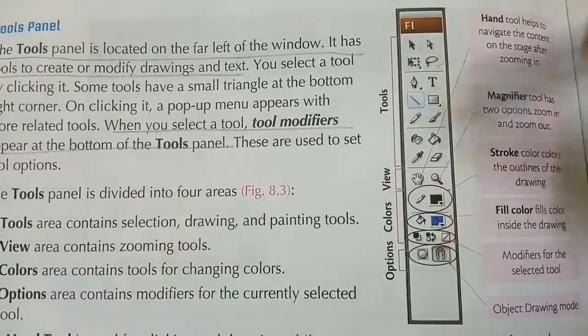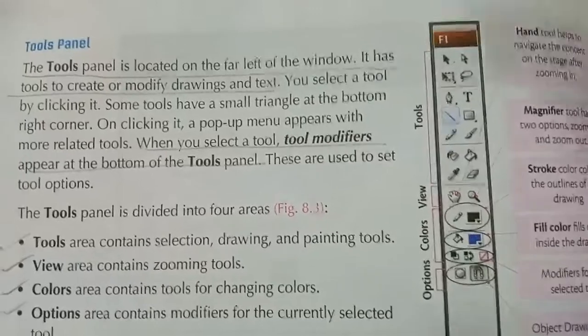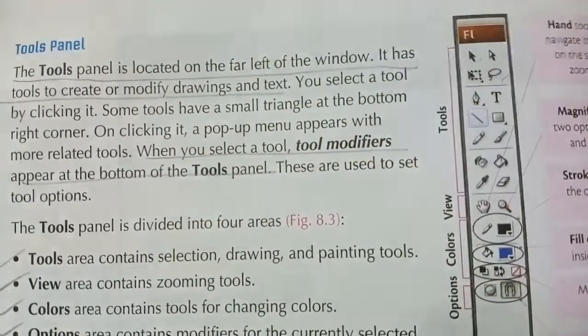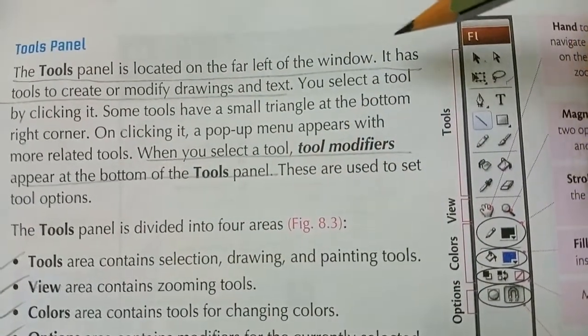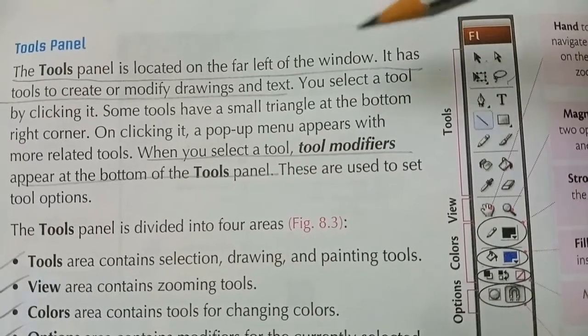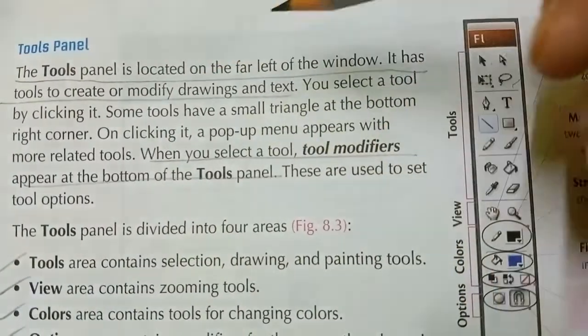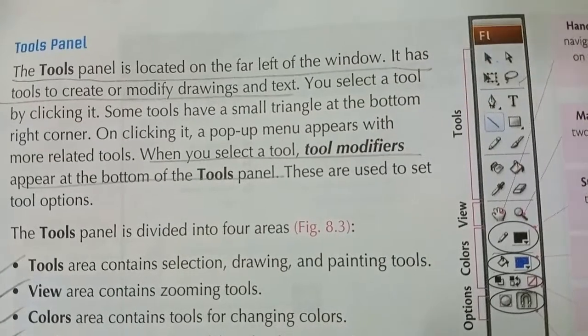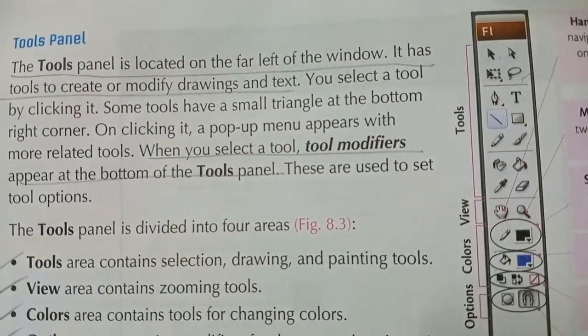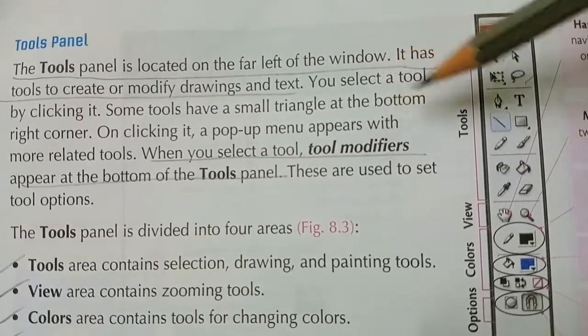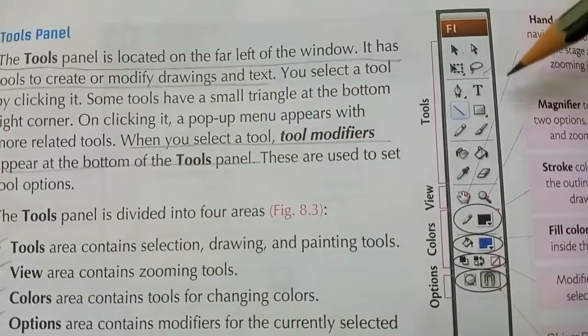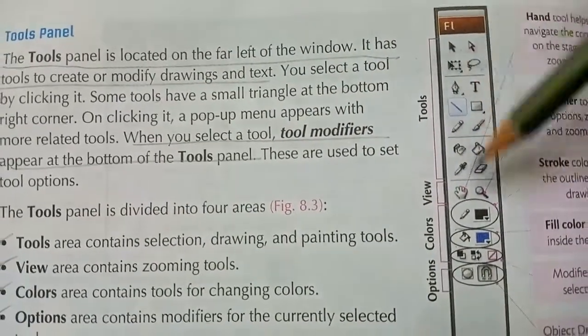What is the tools panel? Here you can see these are the tools, different types of tools to draw objects. The tools panel is located on the far left of the window. It is on the left side of the window. It has tools to create or modify drawings and text. You can create drawings or text, and you can modify the drawings. You select a tool by clicking it. How can you select? By clicking it, you can select any tool.